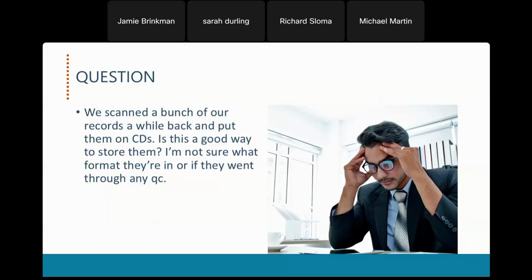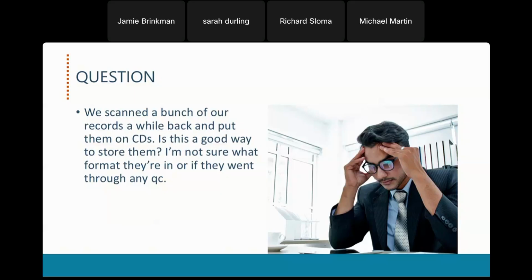I wouldn't recommend trusting that they went through QC without being able to verify it through some sort of documentation or discussion with staff who might have been involved with the project and would know whether or not they were QC'd. If you still have the original paper records and you want to dispose of them, you will definitely need to ensure that the electronic records match up with the digital imaging guideline requirements, and then QC the records if it wasn't done and you can't verify that it was.